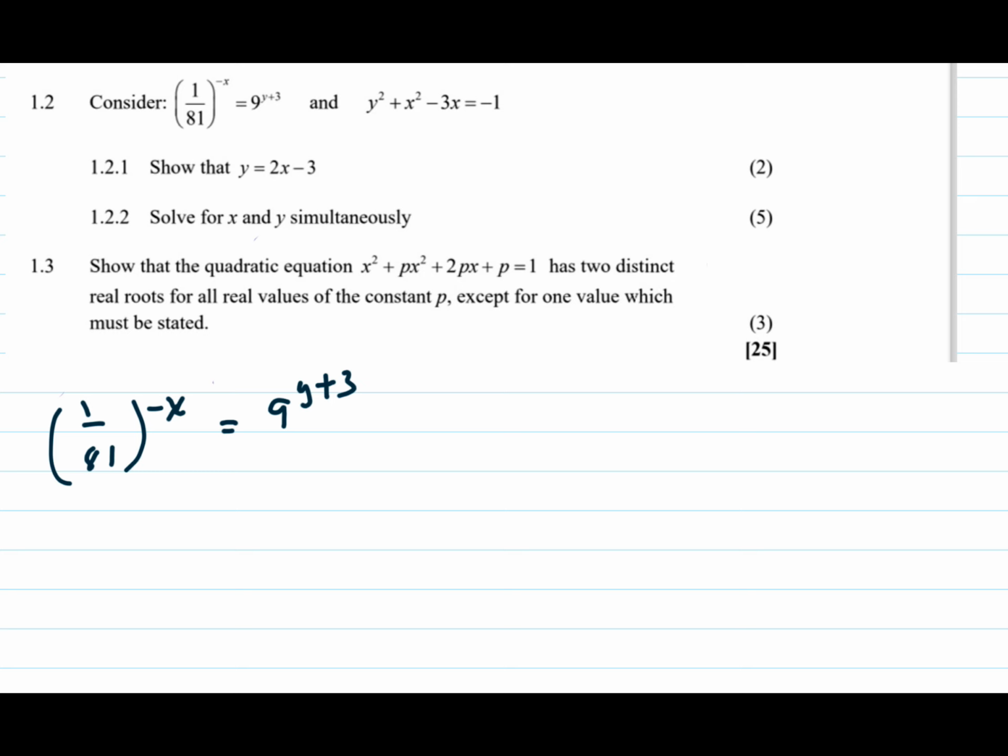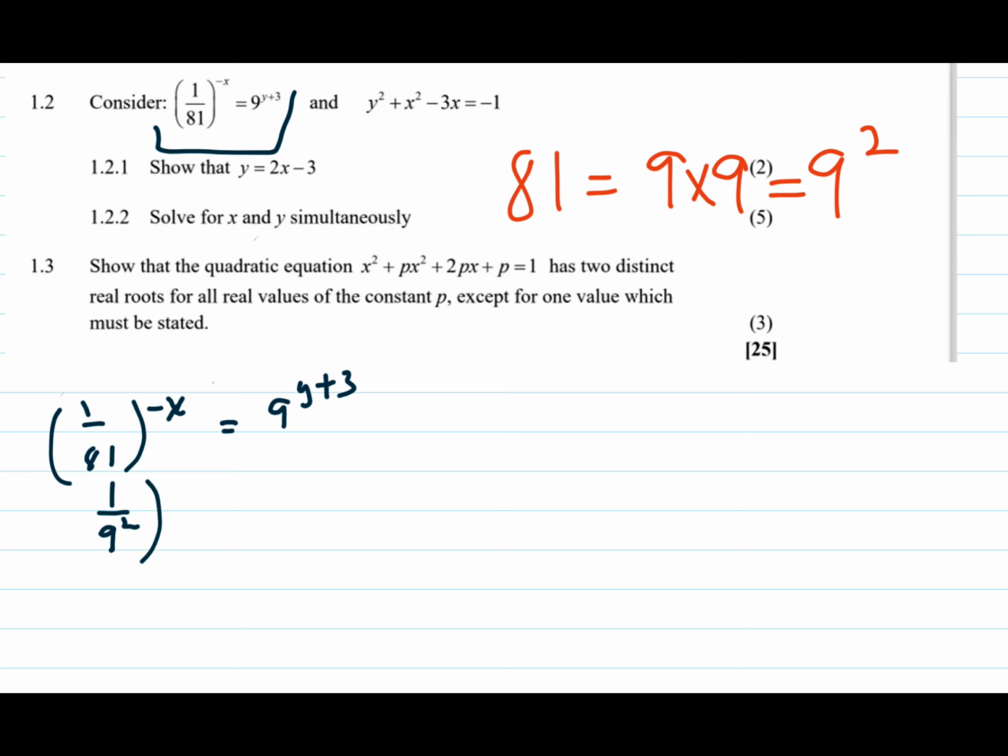So for 1.2, we're given these two equations, and for the first part, we're asked to show that y is equal to 2x minus 3. So we are going to consider the first equation to show this, and then we're going to simplify. We know that 81 is equal to 9 times 9, which is equal to 9 to the power of 2. So then this can be rewritten as 1 over 9 to the power 2, all to the power negative x.